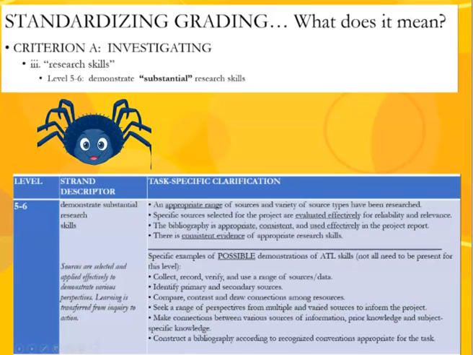In reading Criterion A, Strand 3, the research skills in the 5 and 6 levels are quite substantial. Students will have a well-researched report, with a range and variety of sources, some of which will be cited in the paper, and the sources will be evaluated for reliability and relevance. Students must be able to transfer their research into action.